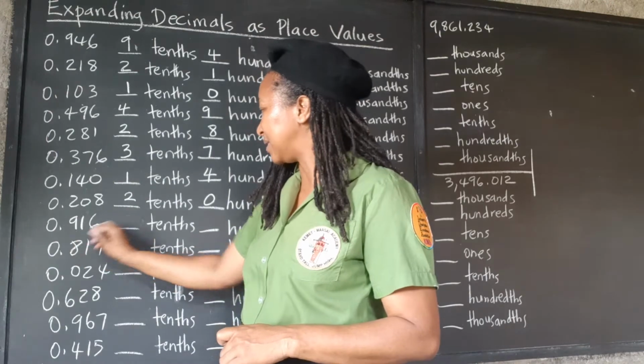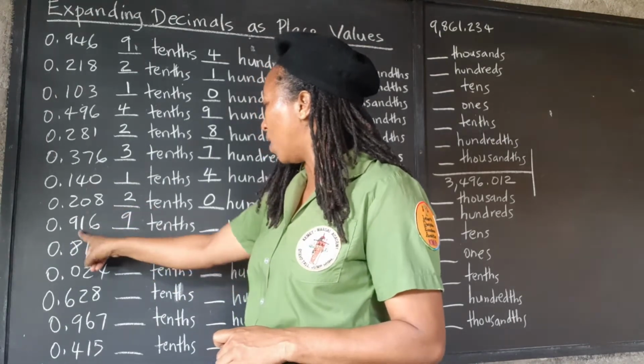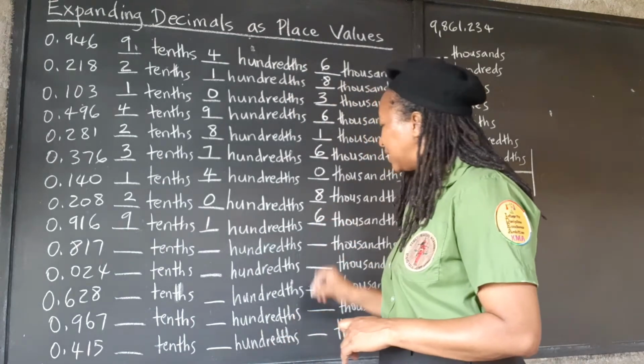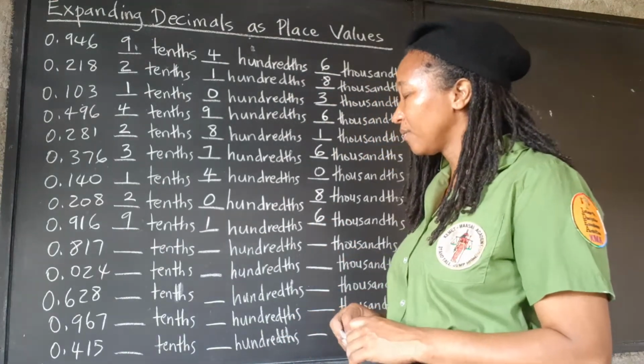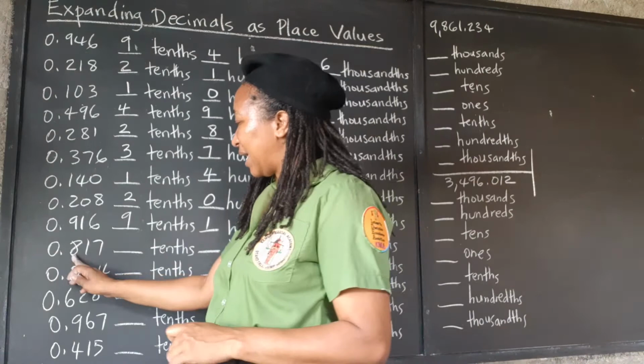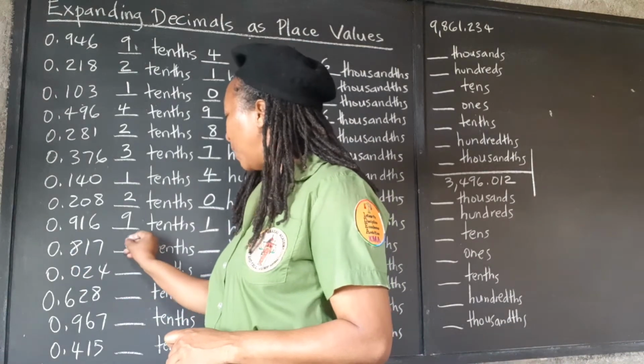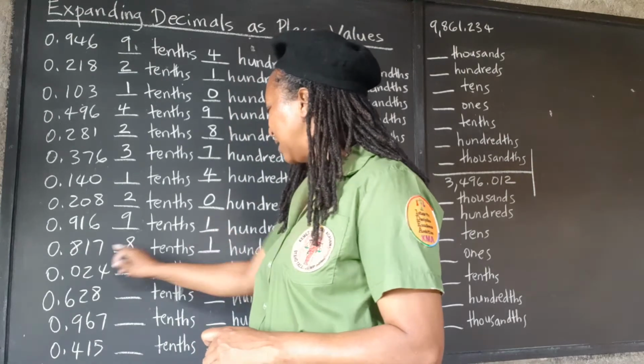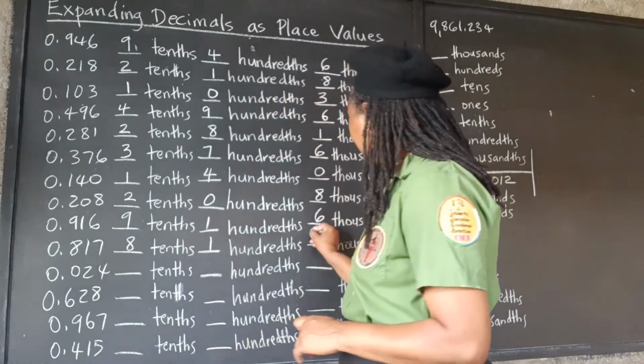0.916. 9 is in the tenths place, 1 is in the hundredths place, 6 is in the thousandths place. 0.817. We have 8 tenths, 1 hundredth, and 7 thousandths.